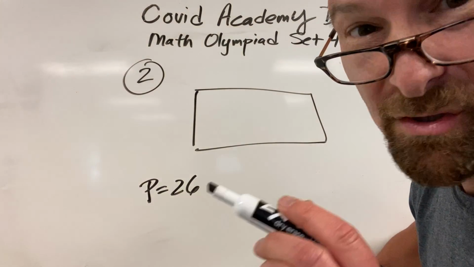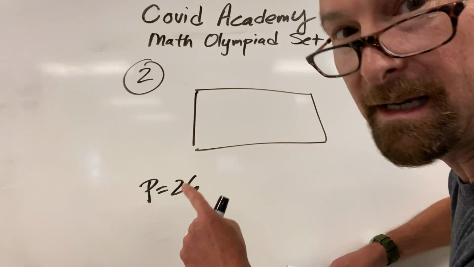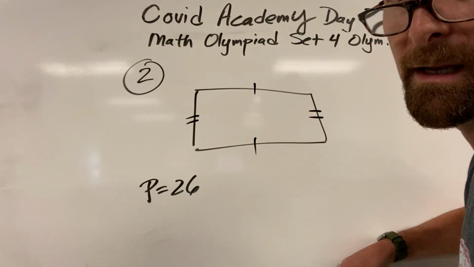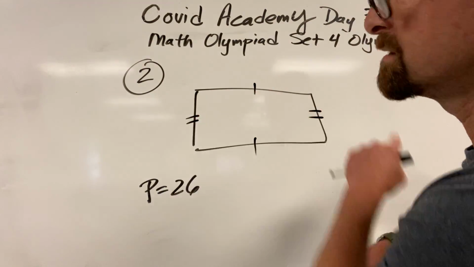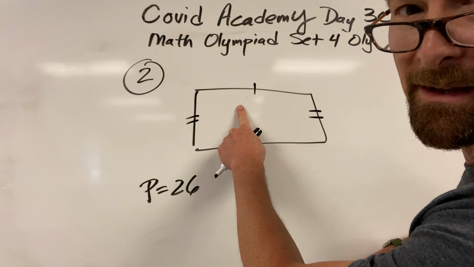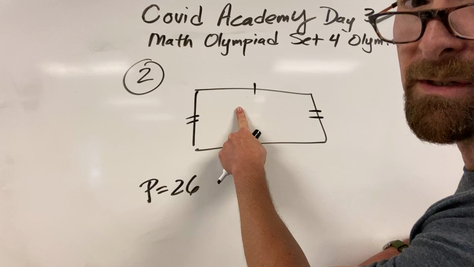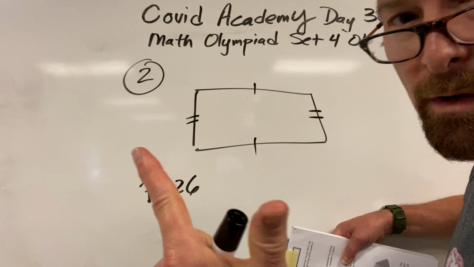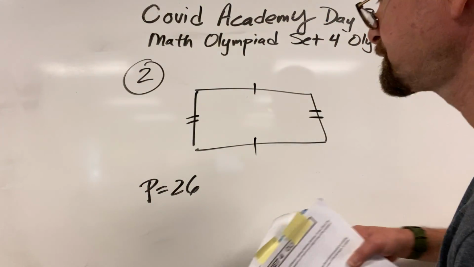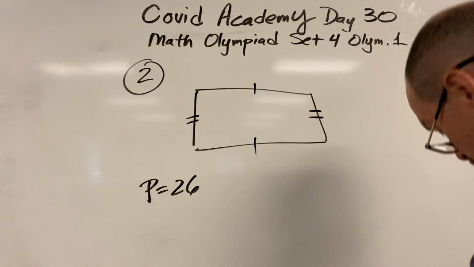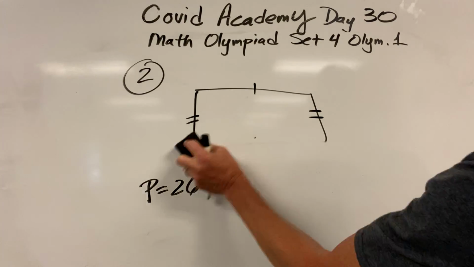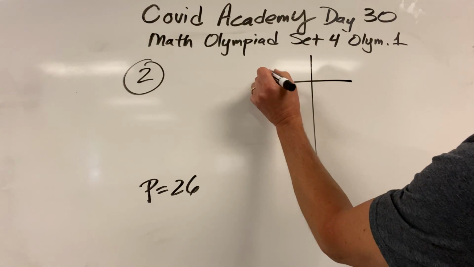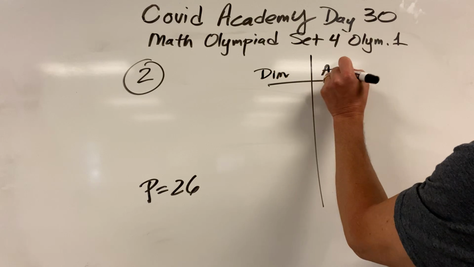Okay. Here's the way to do this. You add them all up, and it equals 26. But we know that this side is the same distance as this one, and these two are the same. So if all the way around is 26, these two added together have to be half of that, which is 13. So one side plus one other side gets us 13. Now we start thinking, what could these sides be? For 13, I'm going to make a little table of the dimensions and the area.